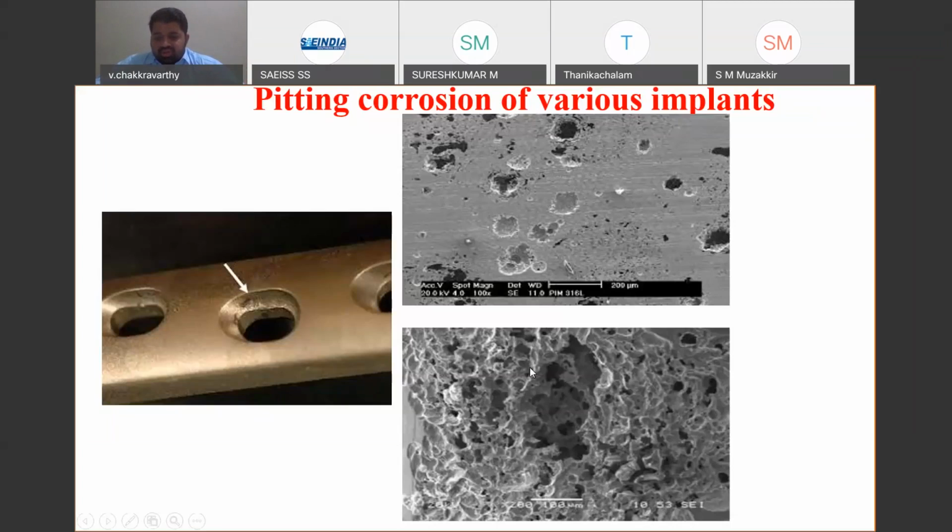Later it will progress to the next level, where some small rust particles will adhere over the surfaces of the implant, which is commonly called pitting type of corrosion. This is the most common type of corrosion in most implants. So an implant biomaterial should have sufficient pitting corrosion resistance. Only such materials should be opted for as biocompatible materials.